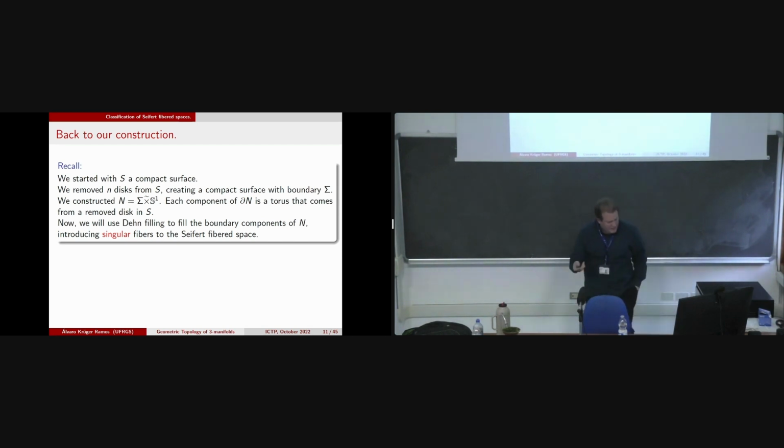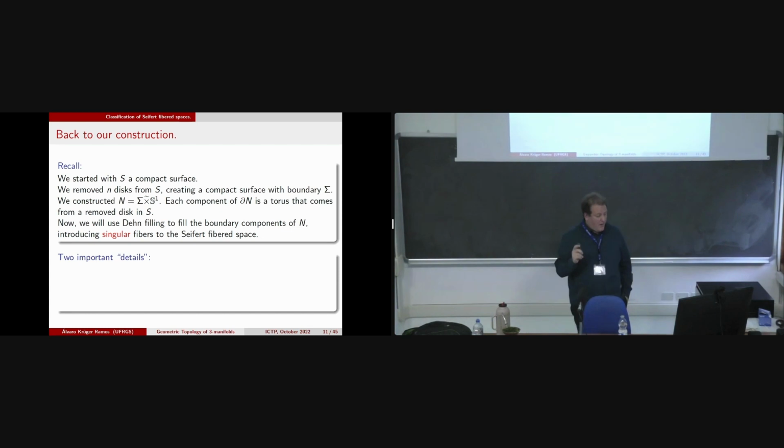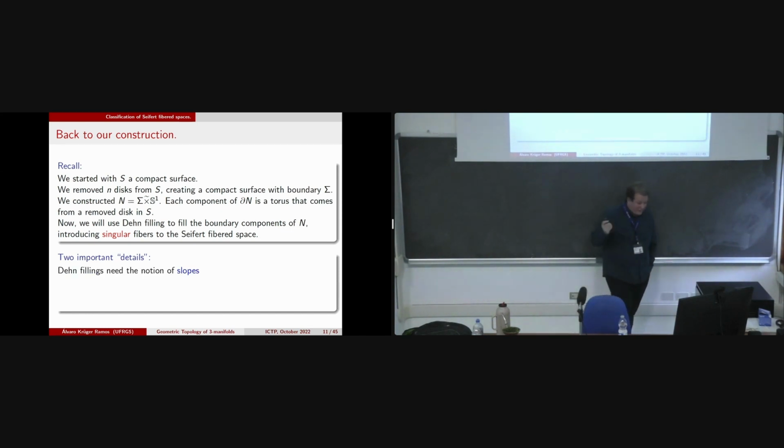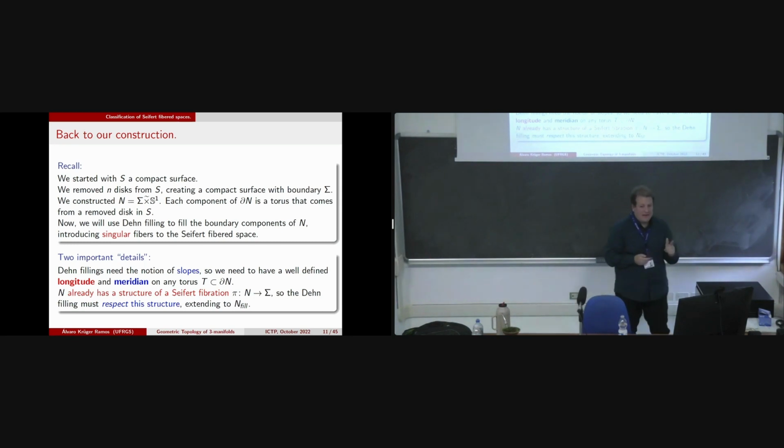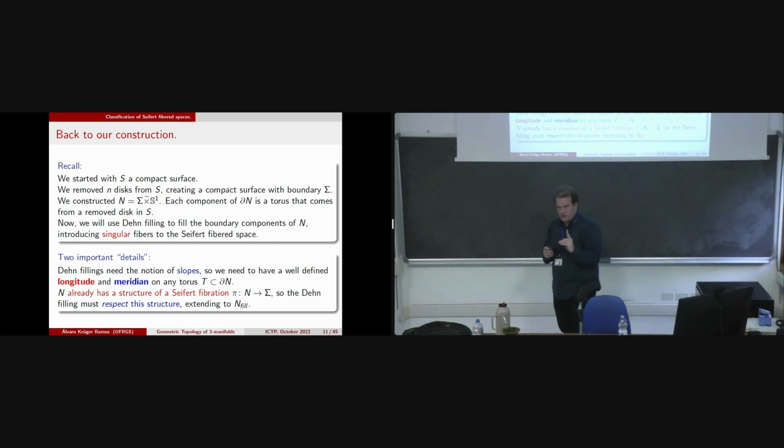Introducing singular fibers to the Seifert fiber space. So two important details, and obviously they are far from being details. We need the notion of slopes. So we need this well-defined geometric notion of longitude and meridian on any torus. And we also know that N already has a Seifert fibration structure.